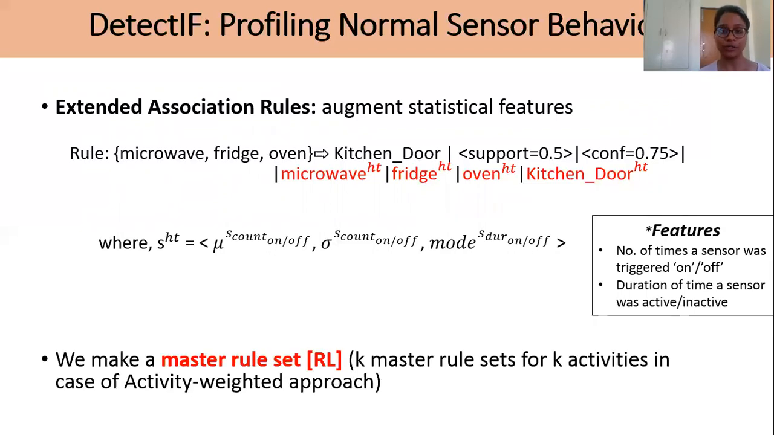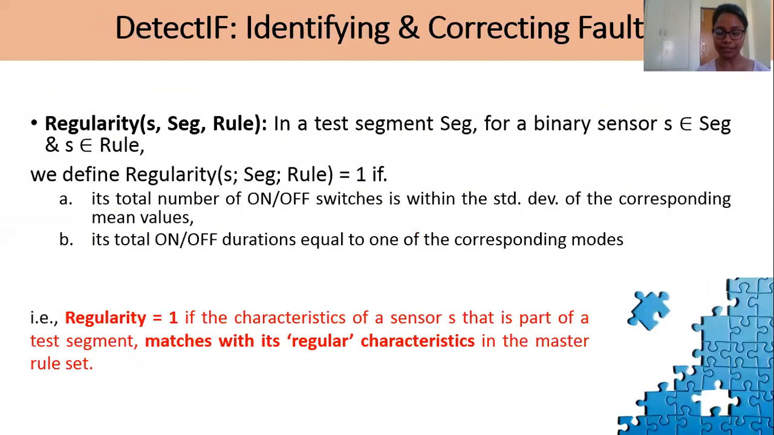So the master rule set for activity oblivious is just one master rule set, because there is no activity wise discrimination. But in case of activity weighted, we have k master rule sets for k activities. So these are the first 2 blocks, and then after we have done this, we will now try to identify some faults. So before doing that, let's find out what regularity is.